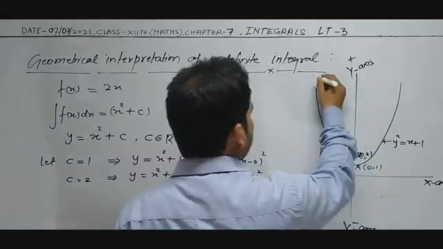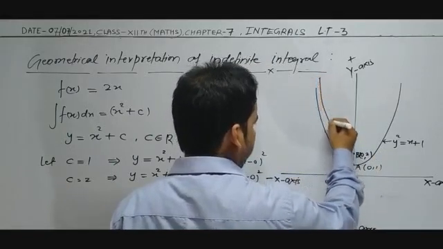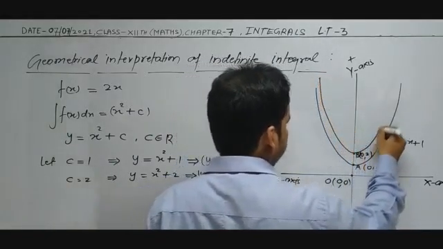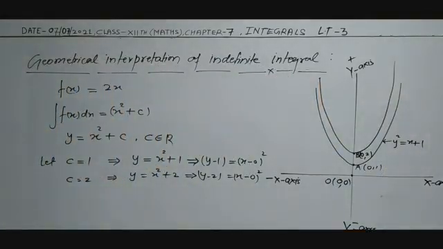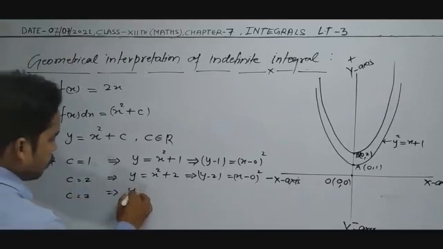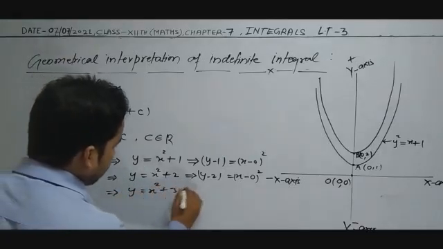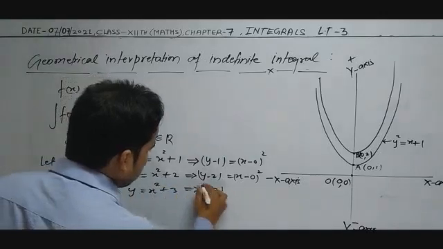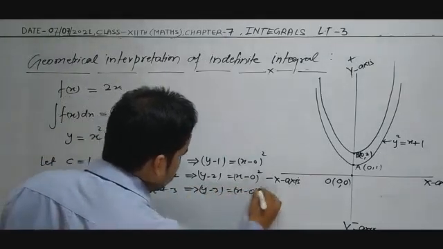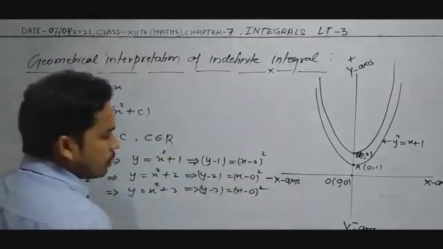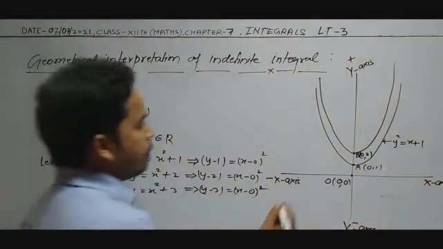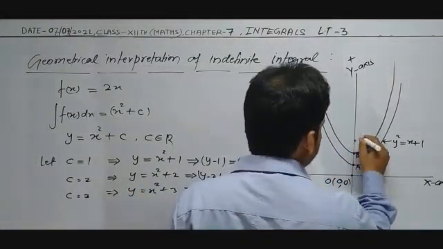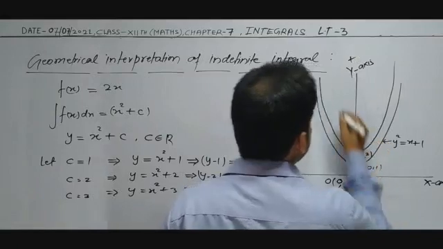Now when you will draw, similarly for 0 comma 3, means c is equal to 3, y is equal to x square plus 3. This implies y minus 3 is equal to x minus 0 whole square. So its vertex lies on 0 comma 3. So again you will draw 0 comma 3. Suppose C is the point whose coordinate is 0 comma 3.